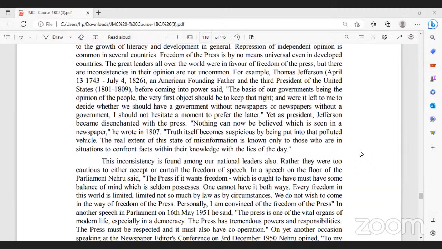So he was of the opinion during his regime, with special reference to democracy, that the government should have the decision of whether it should go with the media or not. However, as a president, Jefferson became disenchanted with the press. That means he was not that much interested in the press. But as we understand, it is called the fourth estate, so it has to go with governance.